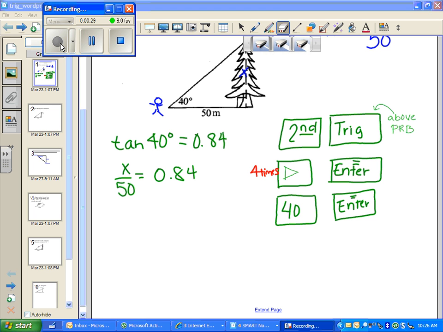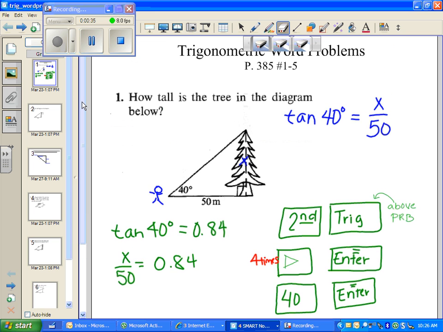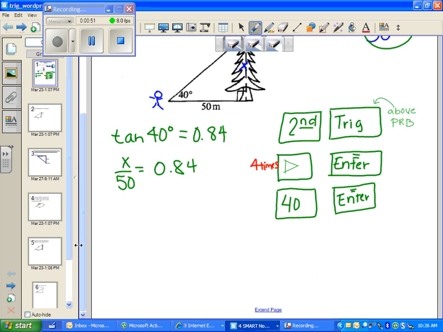ratio, opposite over adjacent. When you divide that fraction, it's going to give you this decimal. So since tan of 40 degrees equals x over 50, what we're trying to figure out is the numerator in x over 50 that would make this fraction, x over 50, be equal to this decimal, 0.84. Because 0.84 is the same thing as tan of 40 degrees. So x over 50 is the same thing as 0.84.